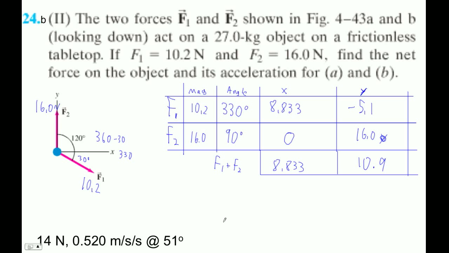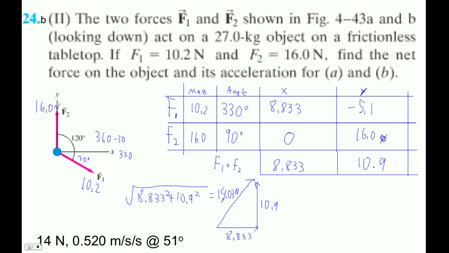Okay, so now we are set. The sum of these vectors is this. It is over, up more than it went over, right? Subtly more, and then there's the vector right there. This is 10.9. This is 8.833. The magnitude, the hypotenuse, is the square root of 8.833 plus 10.9, both of those guys squared. So square root of 8.833 squared plus 10.9 squared, 14.03. That's this hypotenuse right there.